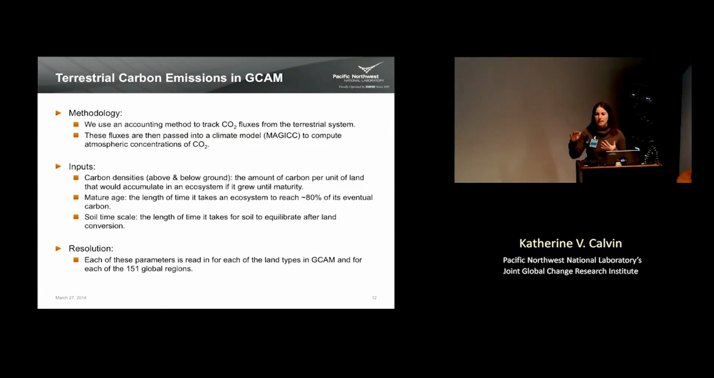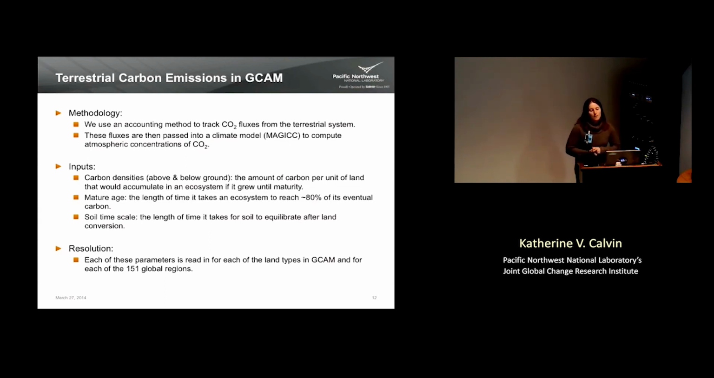And that shape function is dictated by what we call the mature age. I think mature is probably not quite the right word, because it's really the length of time it takes to get to 80% of its eventual carbon. So if you left it undisturbed, how long would it take to get most of its carbon accumulated, and how much carbon would it get? Those are all inputs into the model. And we do something similar on soils. So we need to know how long it would take the soils to equilibrate after a disturbance.